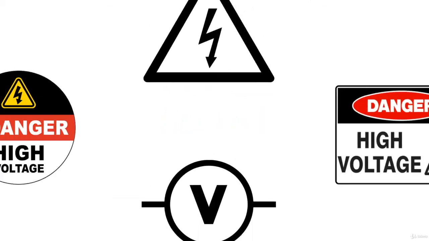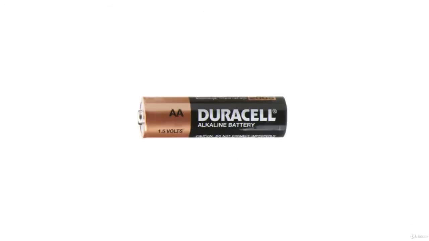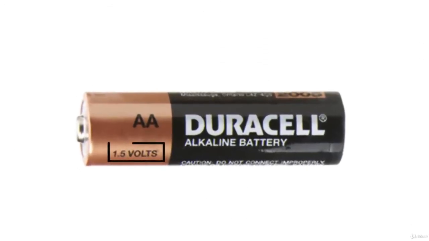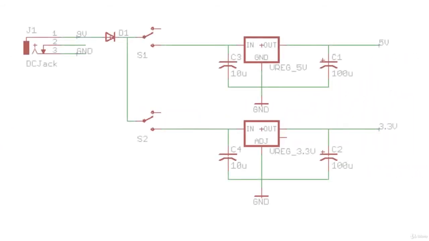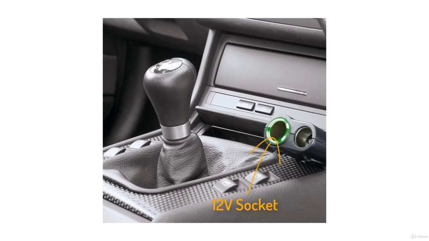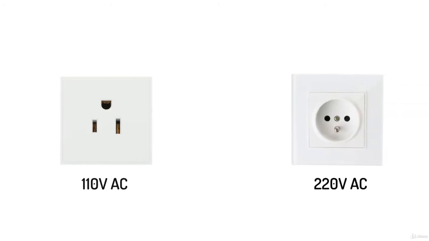So we use the term voltage all the time, right? And we know that AA batteries have 1.5 volts, a USB connector or a phone charger provides 5 volts, and when dealing with electronics, we usually work with either 5 volts, 3.3 volts, and sometimes higher numbers. And car appliances, for example, operate on 12 volts, and mains is either 110 or 220 volts.